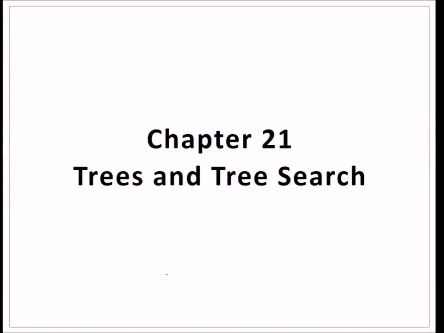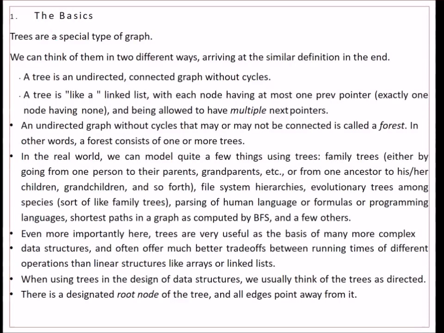Now let us see a very important topic today, trees and tree search. So what are trees? Trees, as you see in real life, they are something like this tree only, but they are considered upside down in data structures. Trees are essentially a special type of graph only. So we can think of these trees in different ways, and we will arrive at a similar definition when we talk about them. So a tree is an undirected connected graph without cycle.